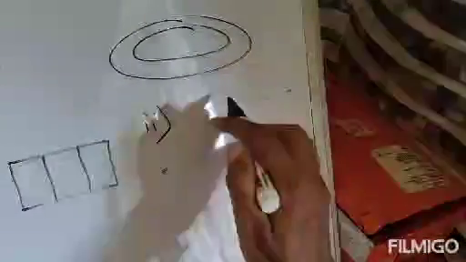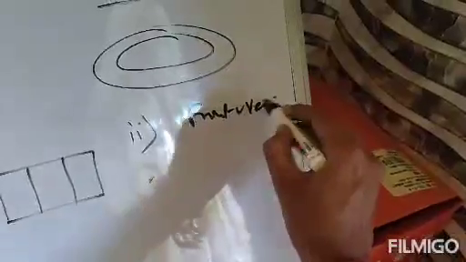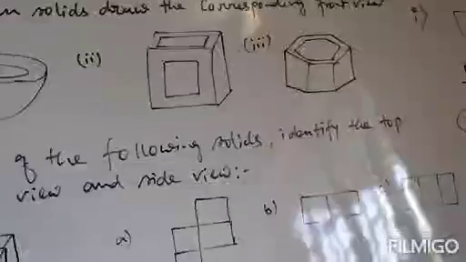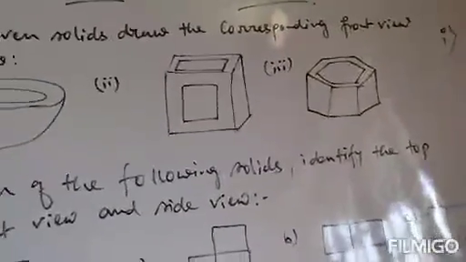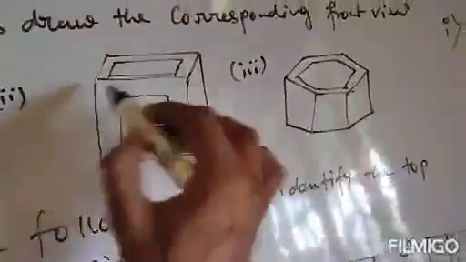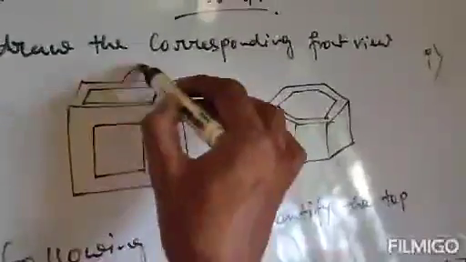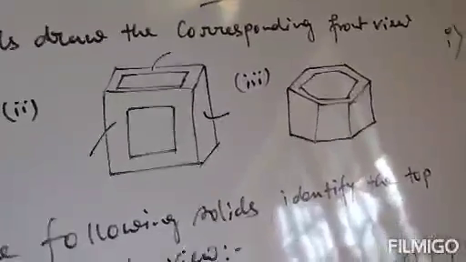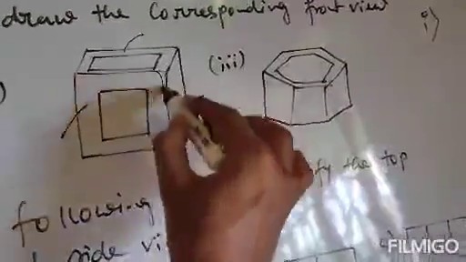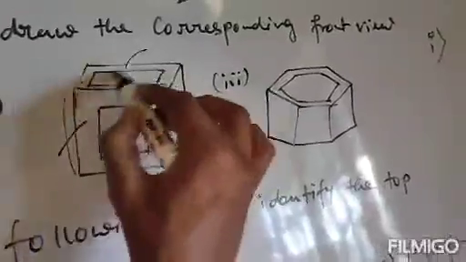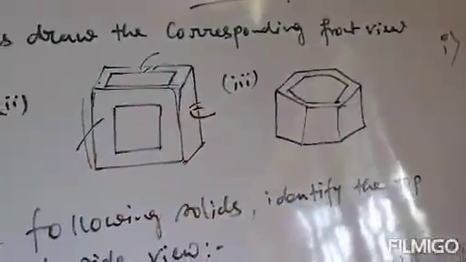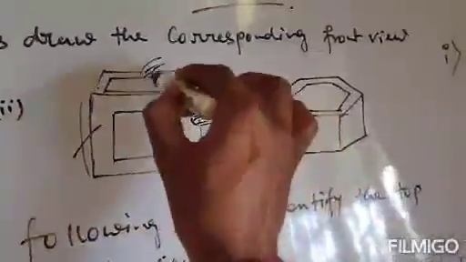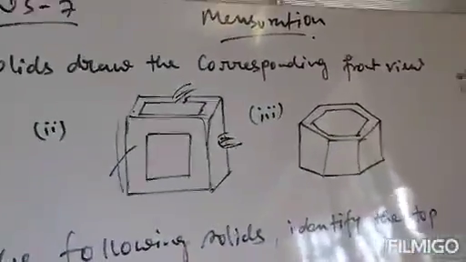Question number two, first front view. So the diagram is this. How can you see this diagram when you see from the front? Suppose this is the front portion, this is the side portion, and this is the top portion. When you see this diagram from your front portion, only this portion will be visible. You cannot see the top portion and the side portion.